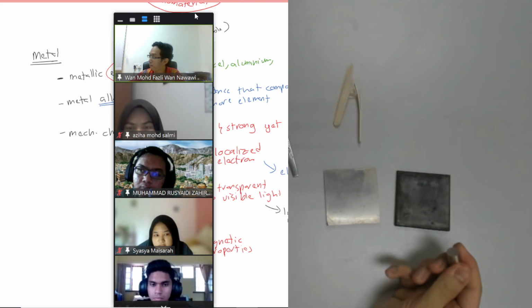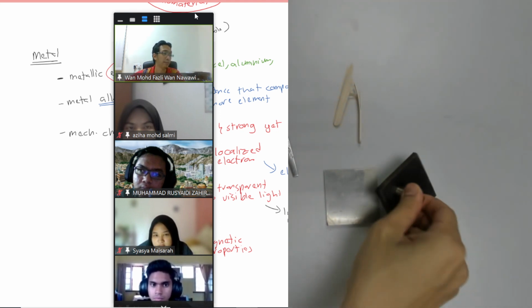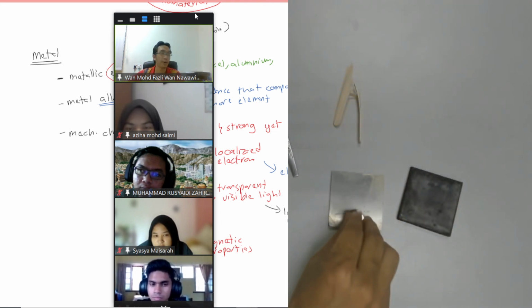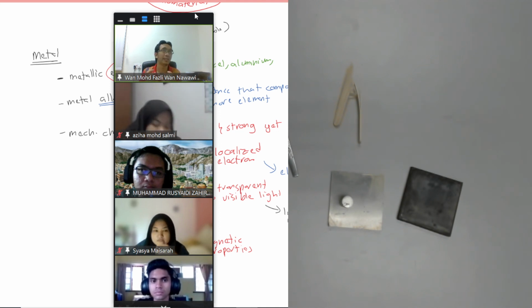If I put this magnet to this steel, it will show magnetic properties. But for this aluminium, nothing happens. Both are metal. So that's why some metal, not all metal, have what we call desirable magnetic properties.